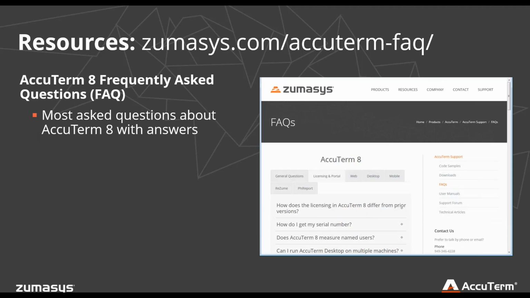There's also an FAQ page for AccuTerm. On that page, you can see there's a whole bunch of tabs. One of them says licensing portal. That's the one that's shown in that sample screenshot. There are questions and answers for all of the common things that users asked when we first started deploying the product, such as how do I set up my licenses? Do I have to move everybody at once? A variety of things that you'll probably find very helpful.